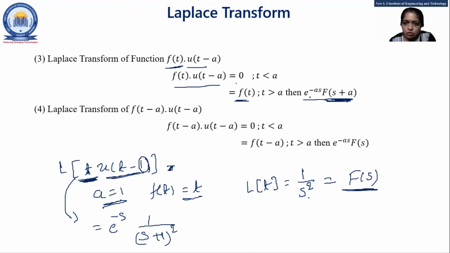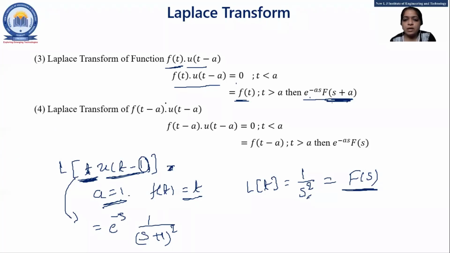By applying this formula, e raised to minus as, a is 1, so I just put e raised to minus s, and then f of s plus a means I have to replace my s by s plus a. Here my a is 1, so my answer is 1 upon (s plus 1) the whole square.